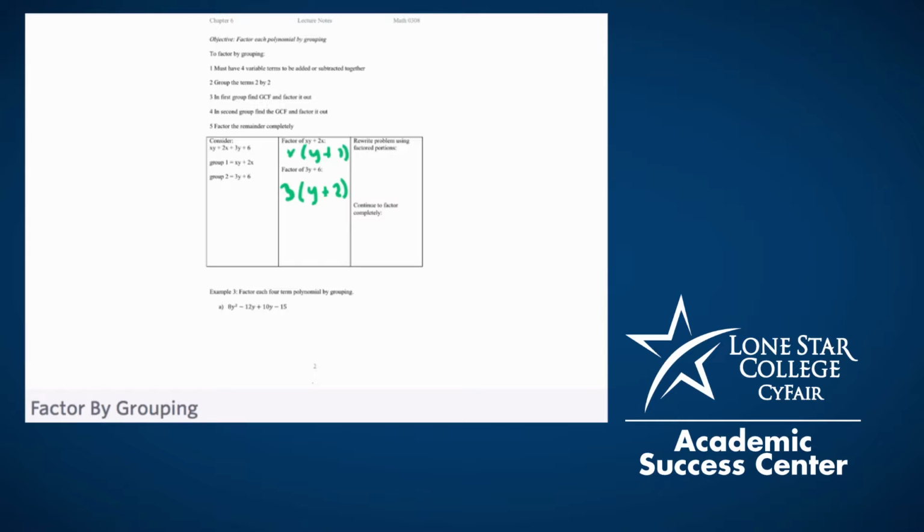Now what we'll do is rewrite our problem with the 2 groups. Remember, we were adding. So our first group looks like this, and add it to our second group.